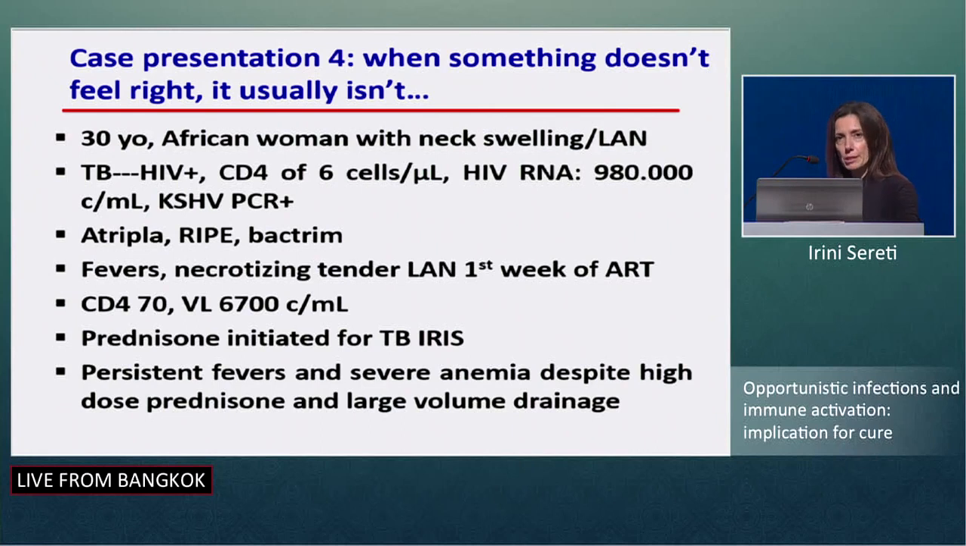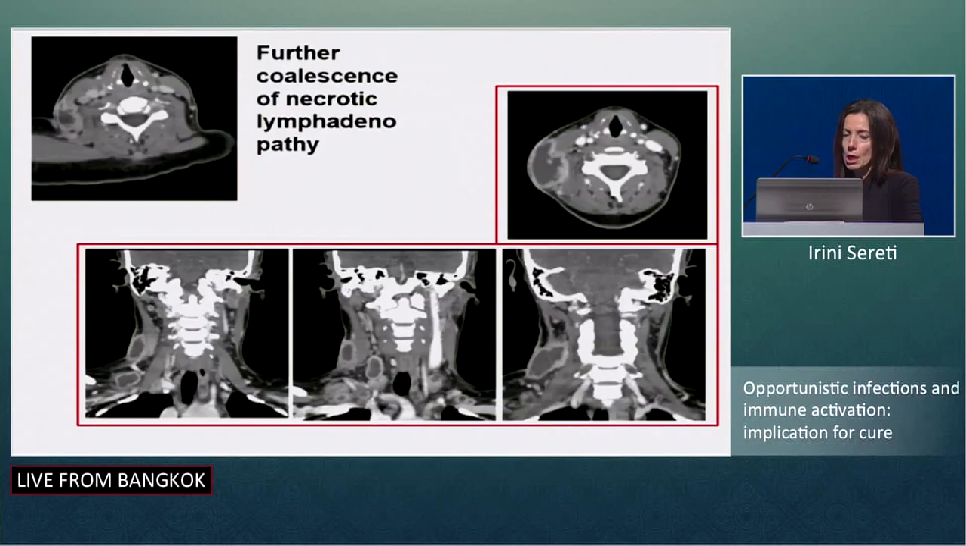So after a very decent workup, her drainages were all negative both by AFB and culture. She was initiated on prednisone for TB IRIS, had some initial improvement, but then started being admitted a couple of times with persistent fevers and very severe anemia that actually required transfusions, despite high-dose prednisone and large volume drainage of her lesions. So this was her initial lymphadenopathy. She had occipital and cervical, and it was all over the place. And this is how it started becoming after she presented with symptoms of IRIS.